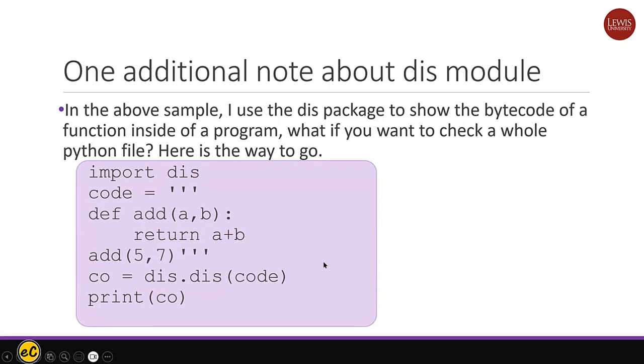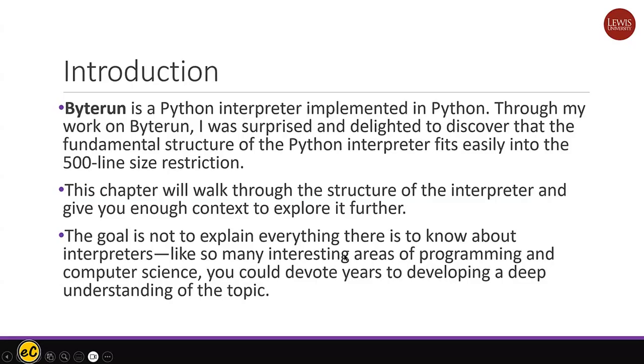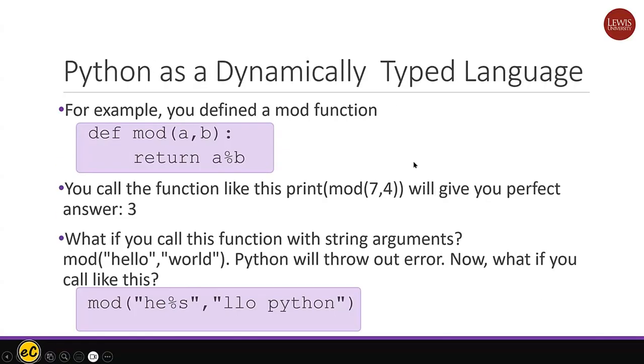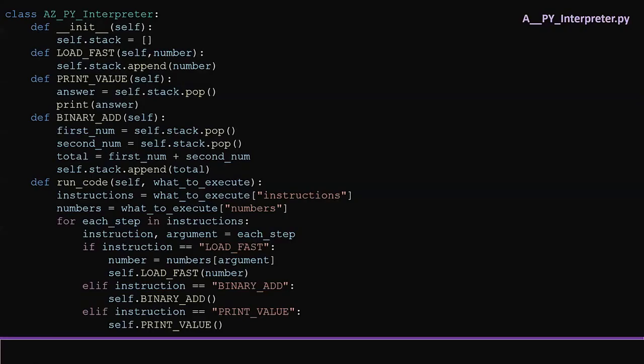So here we print out the disassembly code. Byron is a Python interpreter implemented in Python, and a version can be found on the internet. Here we introduce the AG, a very, very simple version of an interpreter. It comes with the stack, the print value, and the binary add function. It gives you a very simple version of an interpreter in Python.